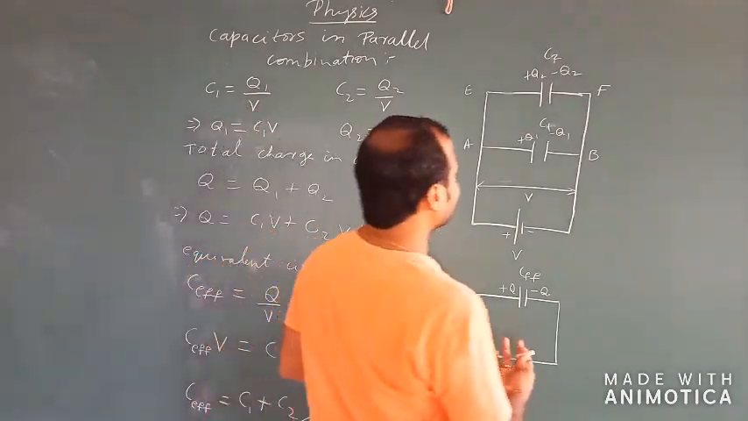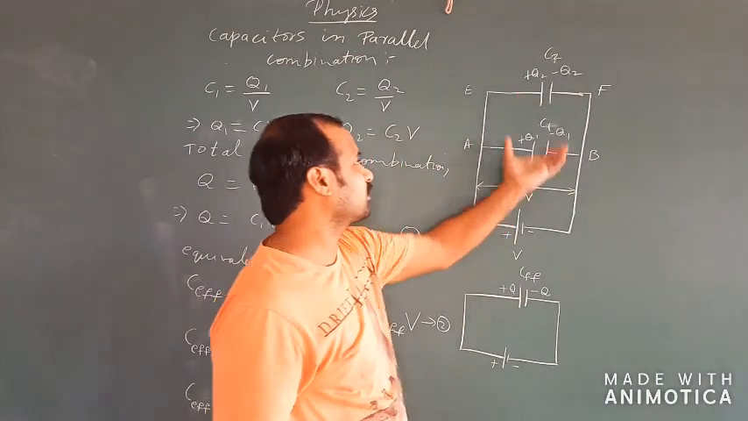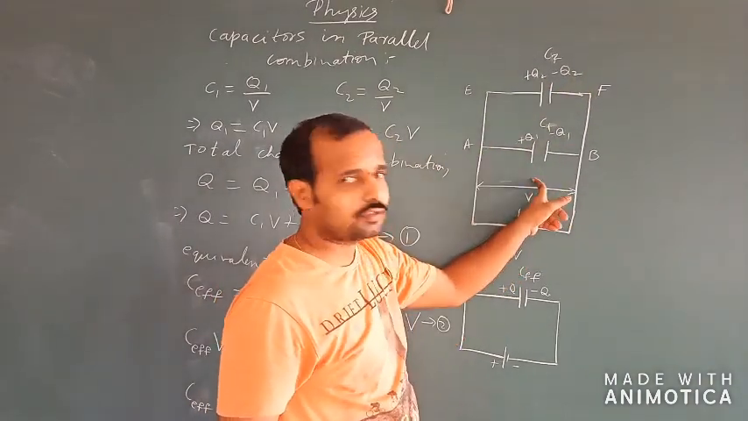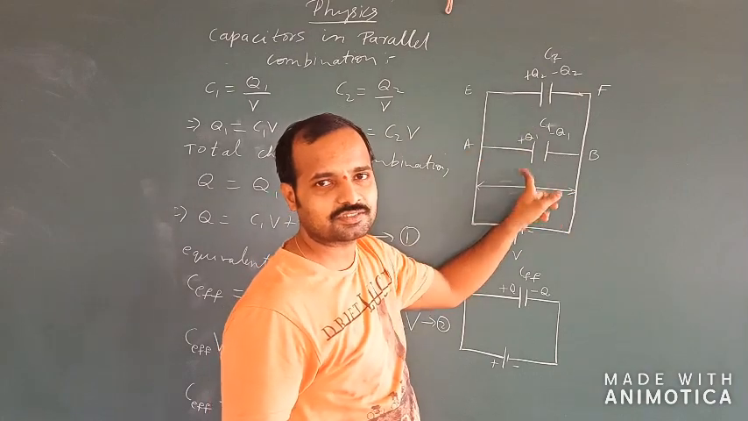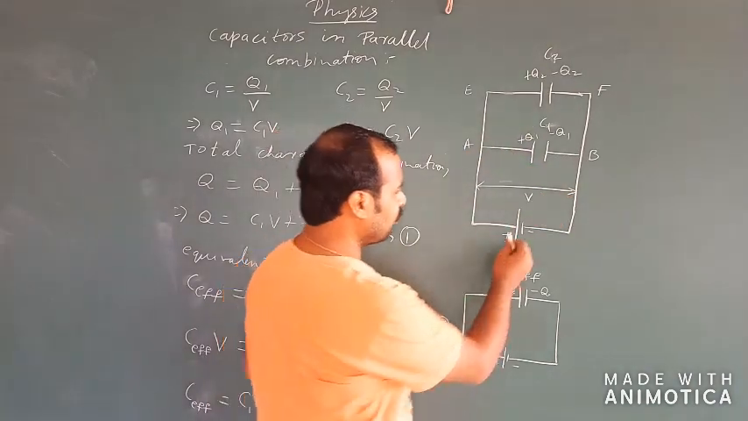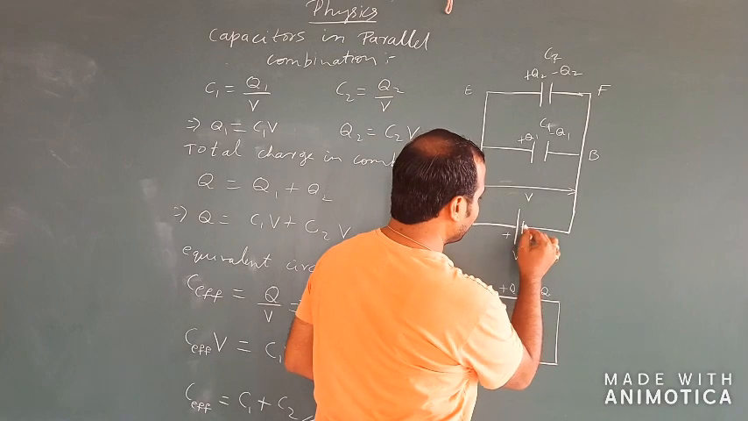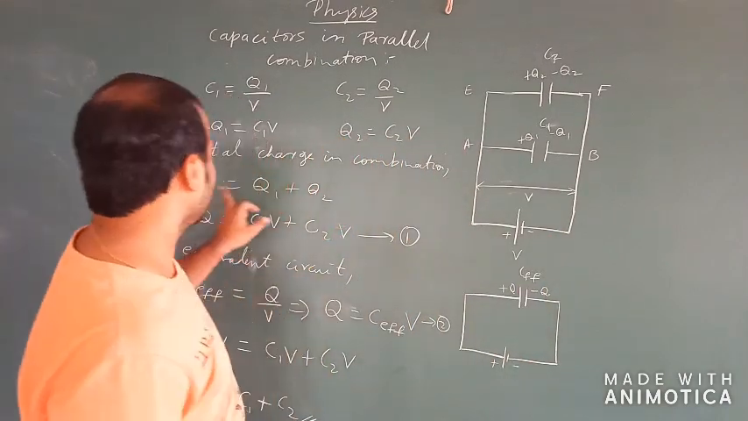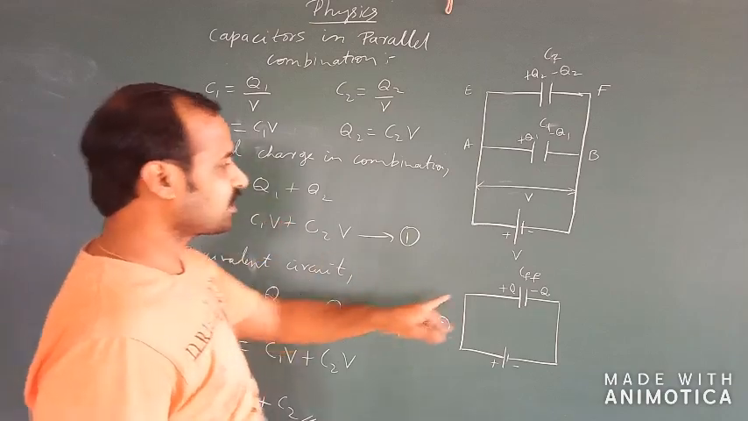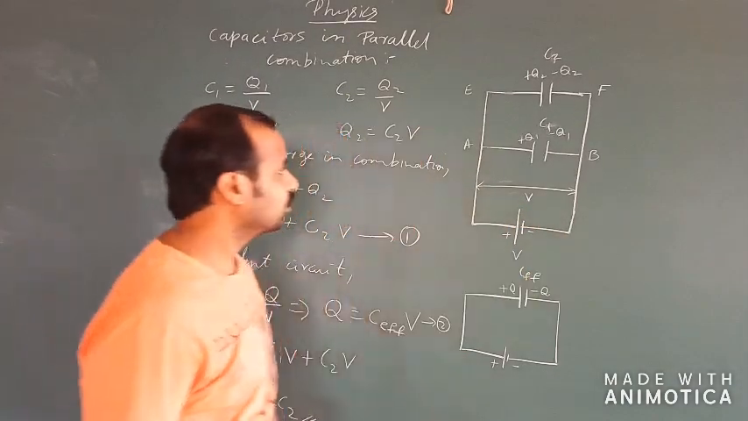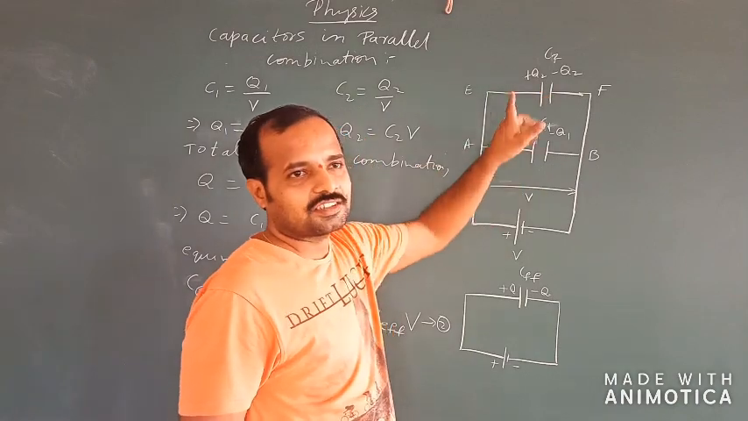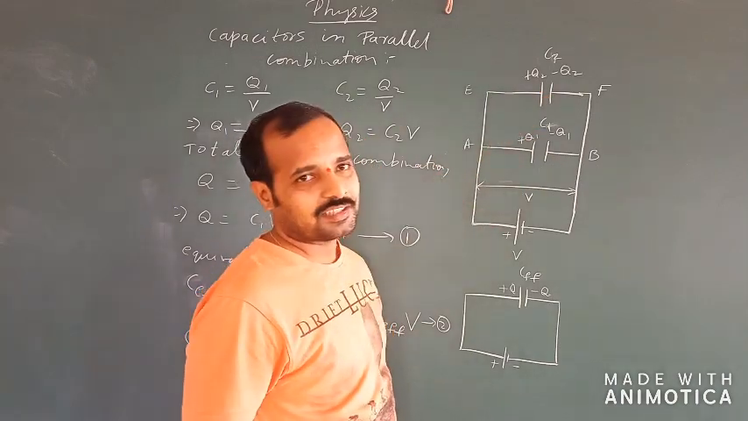Here the amount of charges stored in the two capacitors will be equal to the total amount of charges drawn from the battery. That is, the total charge Q drawn from the battery will be equal to the sum of the charges stored in both the capacitors.